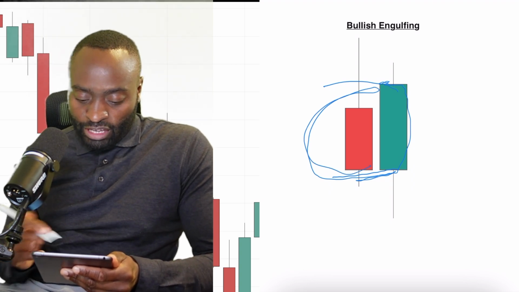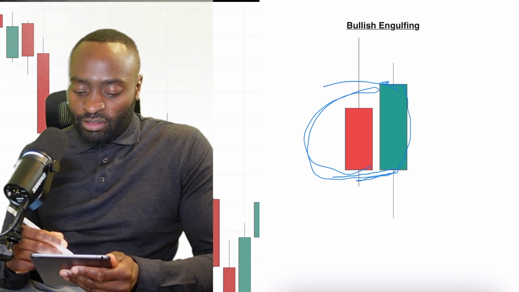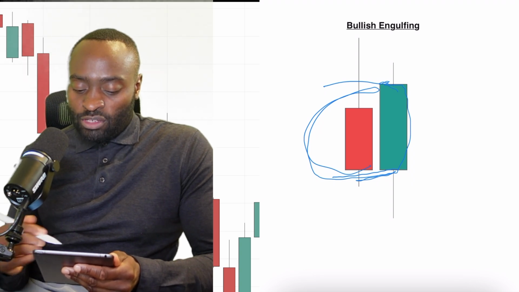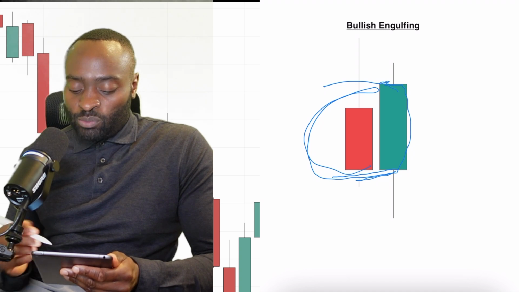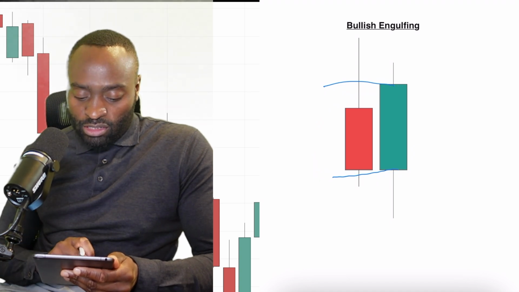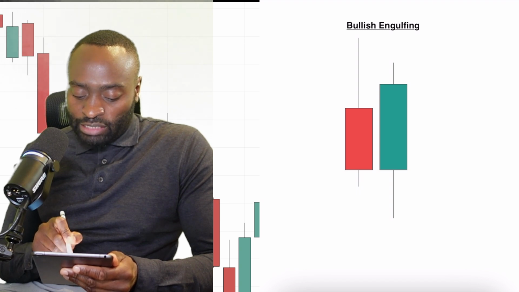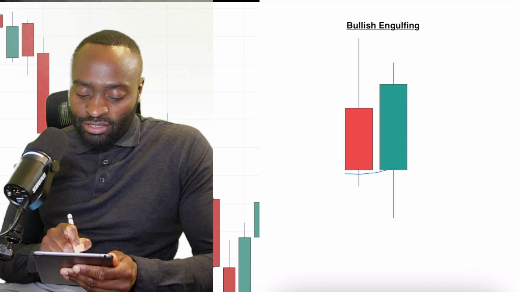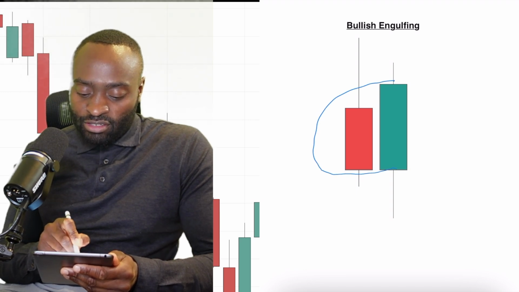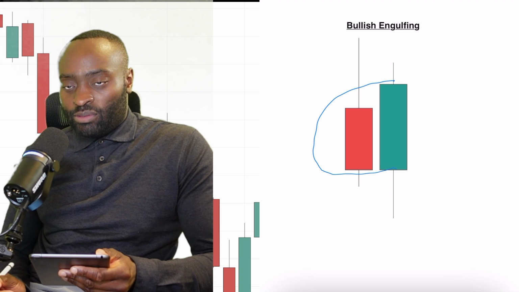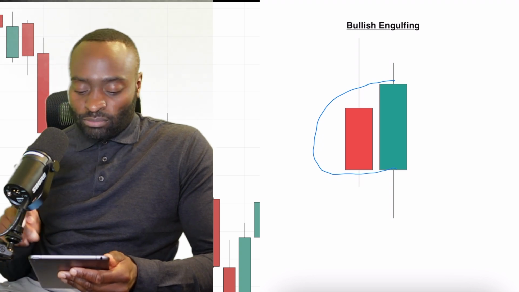So don't worry about the upper wicks or the lower wicks. For bullish engulfing patterns, we're simply just looking at the body. So if I take that off, you can see that the green body, which is the bullish candlestick, is larger and fully engulfs or eats the previous red candlestick or bearish candlestick.